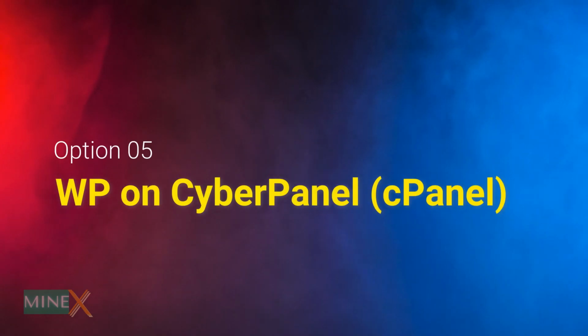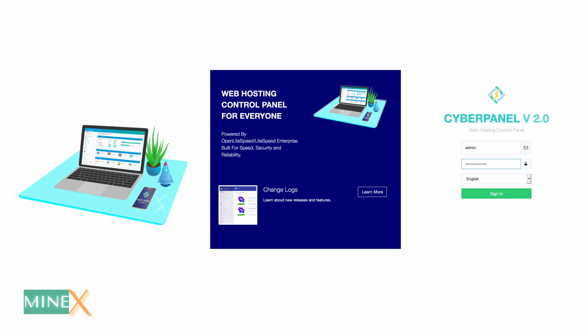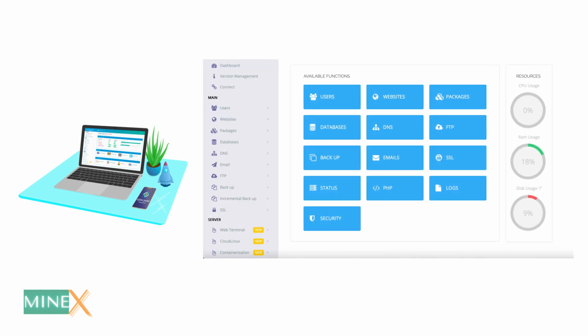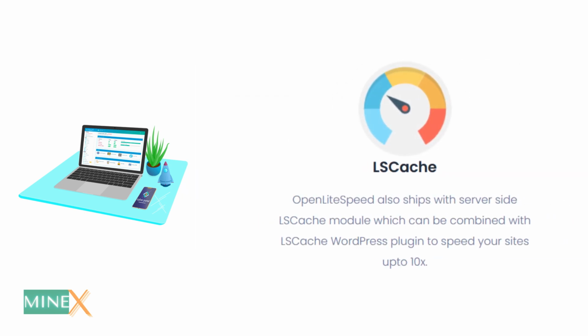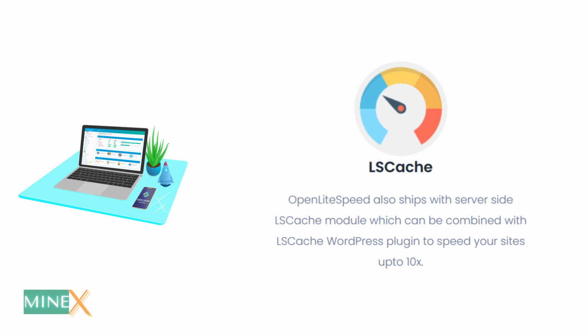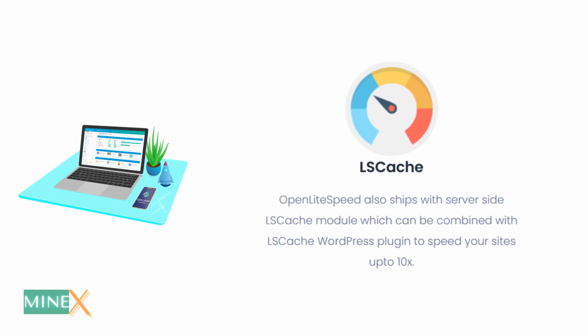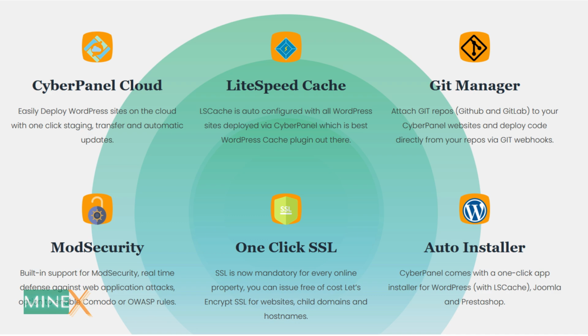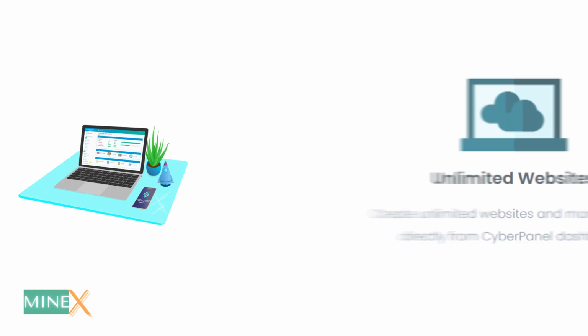Option 5. Free and super fast WordPress hosting on CyberPanel, the best cPanel alternative. This is the best and highly recommended way to self-host your WordPress site. This is a cPanel alternative. It is much better than Virtualmin and also cPanel. CyberPanel is an online web hosting panel that is easy to use and has a more user-friendly interface like cPanel.